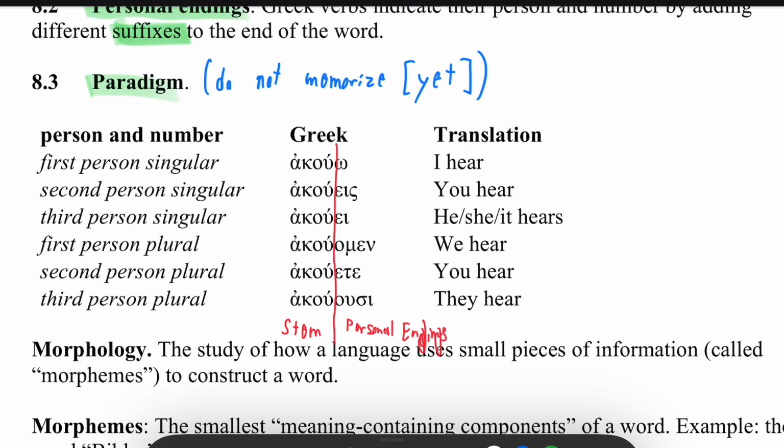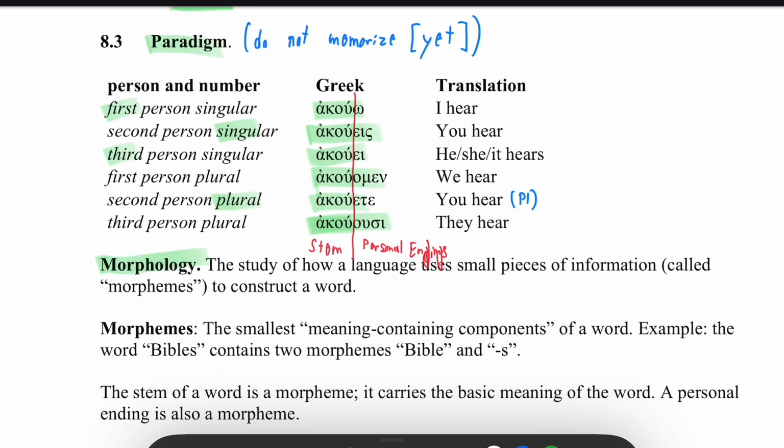Within those personal endings, you have the information needed to determine: is this first person, is this third person, is this plural, is it singular? So you have akuo, which would be I hear; akueis, you hear; akuei, he, she, it hears; akuomen, we hear; akuete, you hear, plural you, so you could say y'all hear; and then akuousi would be they hear.